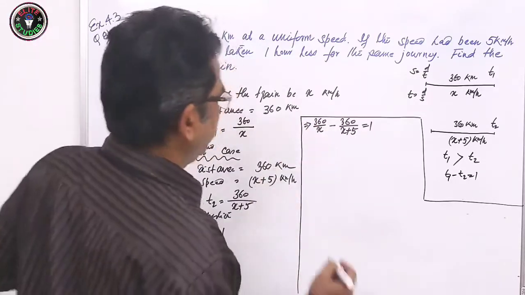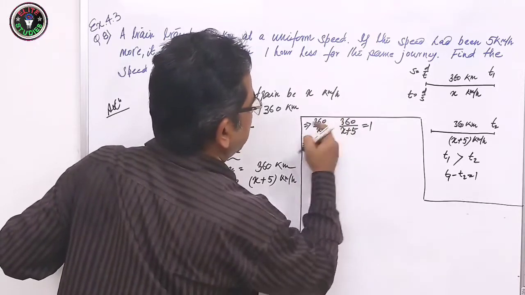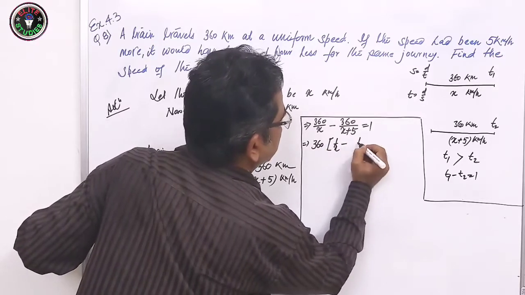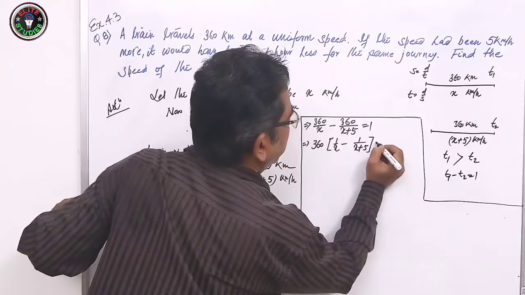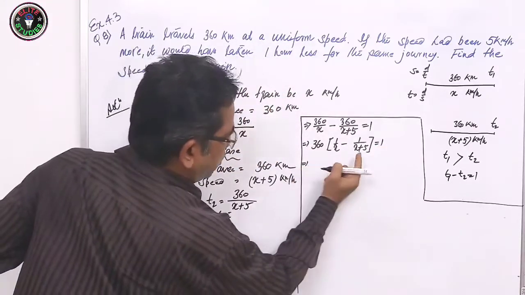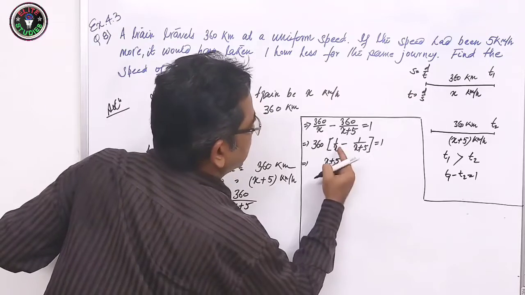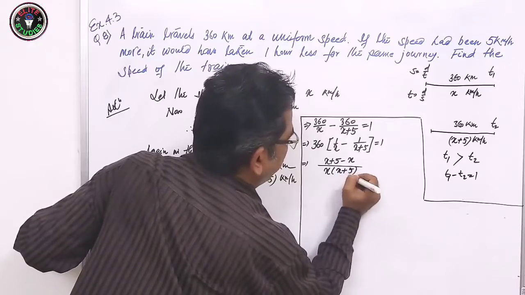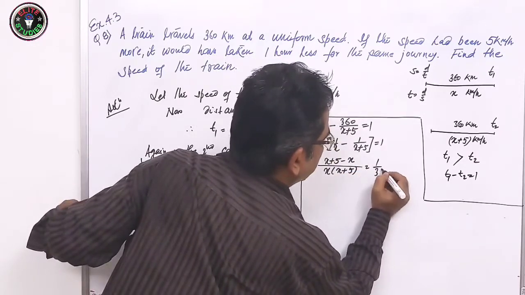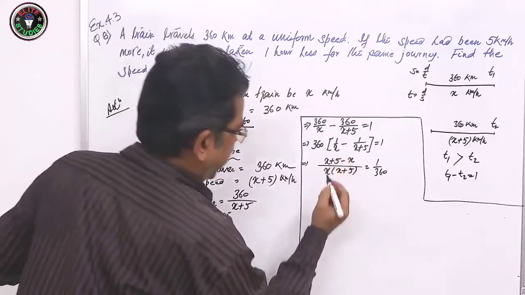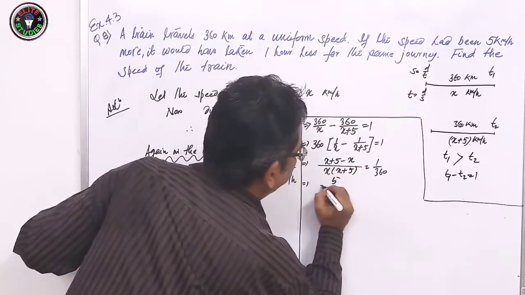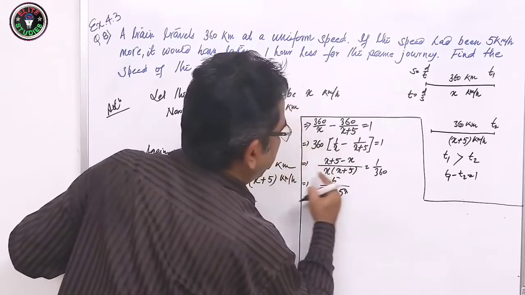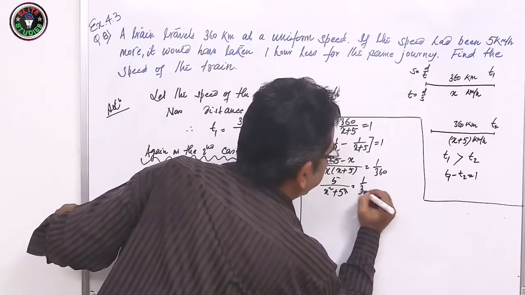Right? Let us see. So here you take 360 common. If you take 360 common, it will be 1 by x minus 1 by x plus 5 is equal to 1 by 360. So it will be x plus 5 minus x by x into x plus 5, equal to 1 by 360. So this x cancels, and it will be 5 by x square plus 5x. So x square plus 5x will be equal to 1 by 360.